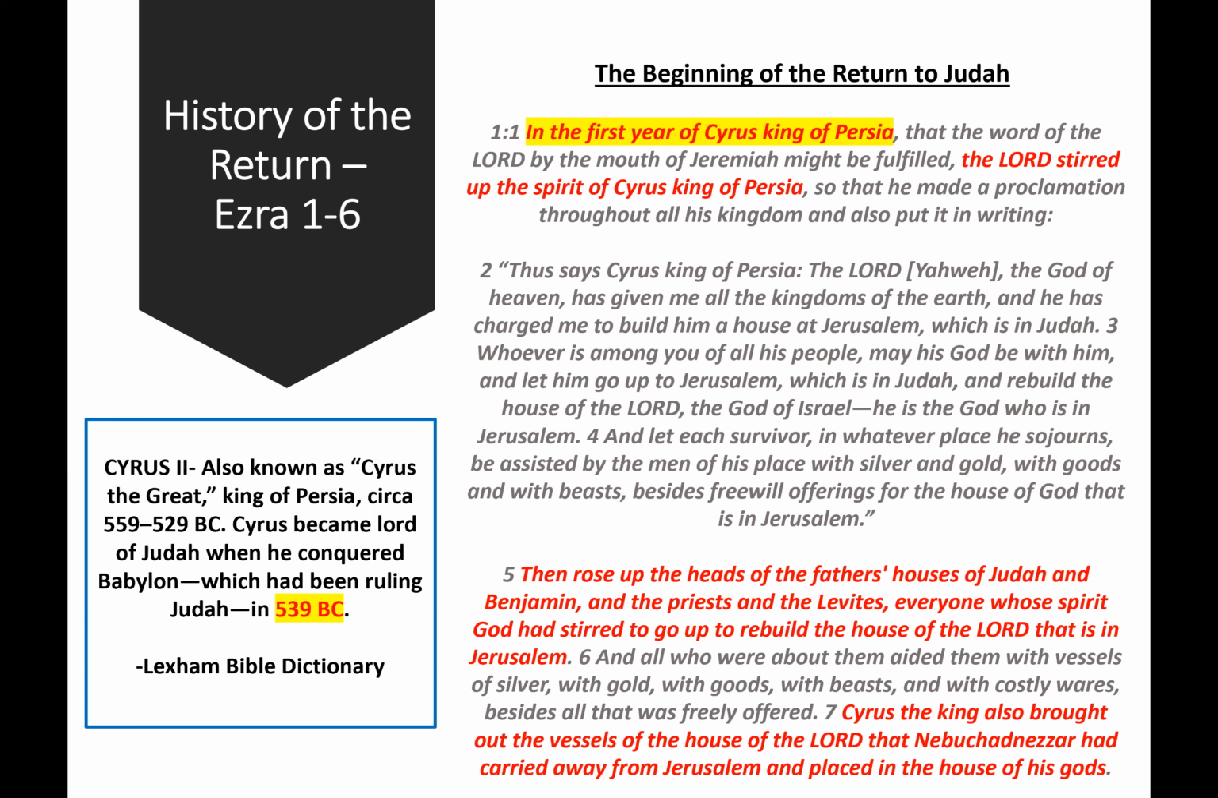Back to the text. In the first year of Cyrus, king of Persia, that the word of the Lord by the mouth of Jeremiah might be fulfilled, the Lord stirred up the spirit of Cyrus, king of Persia, so that he made a proclamation throughout all his kingdom and also put it into writing. Let's pause there real quick.